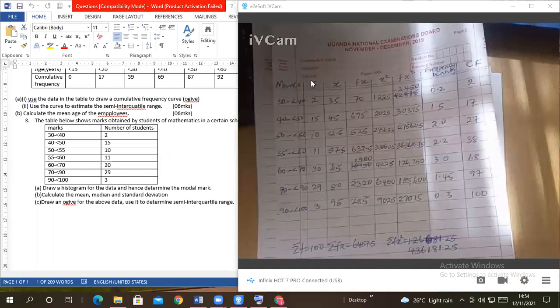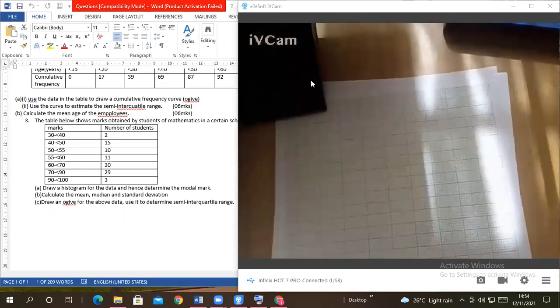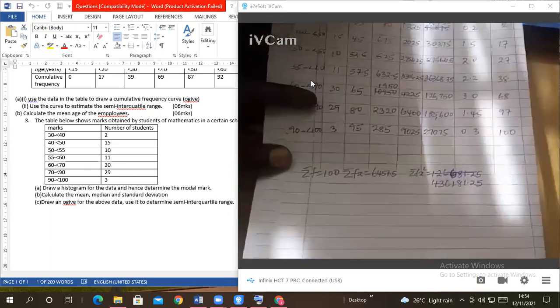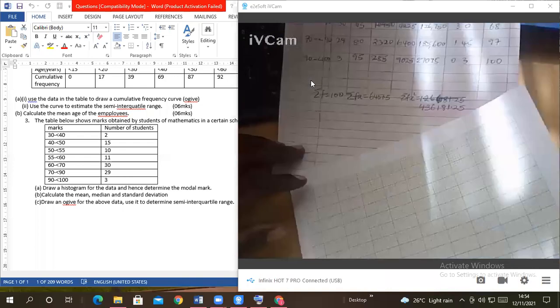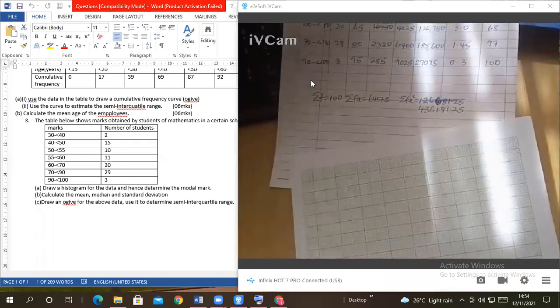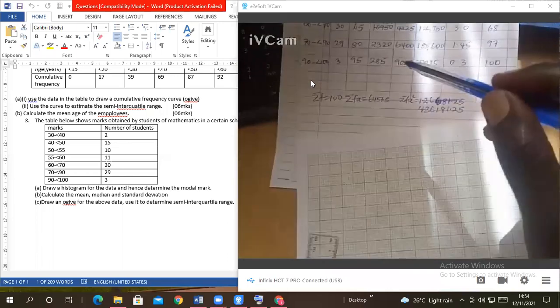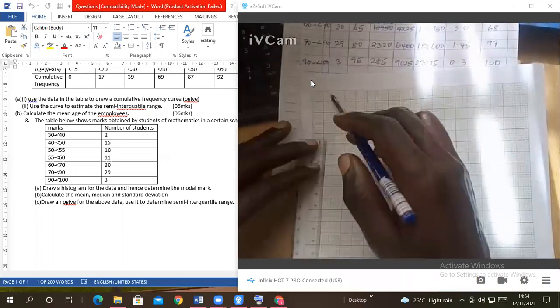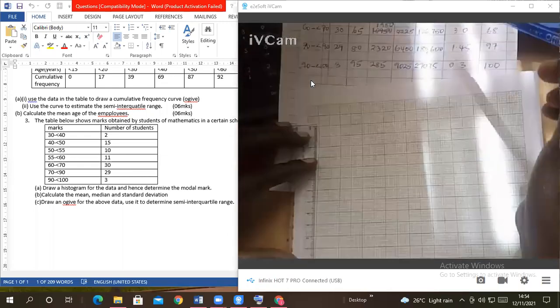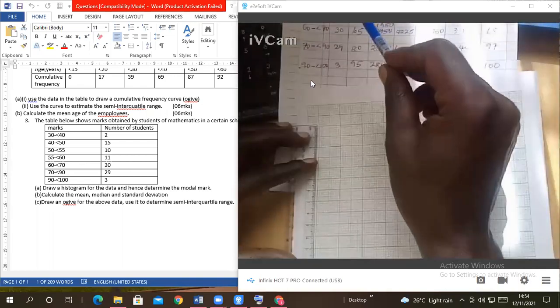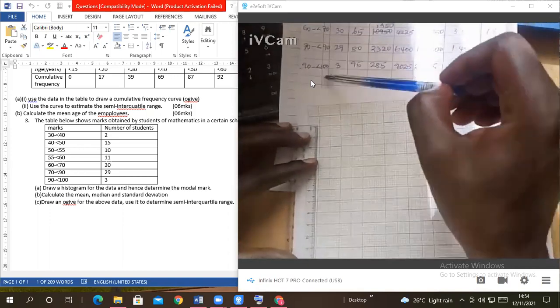Then you go to answering the question. We are supposed to draw a histogram. How would you do a histogram? We are going to plot frequency density against class boundaries, and we always start with the lower class boundary of the first class. So how many values do we have here? 1, 2, 3, 4, 5, 6, 7, 8.